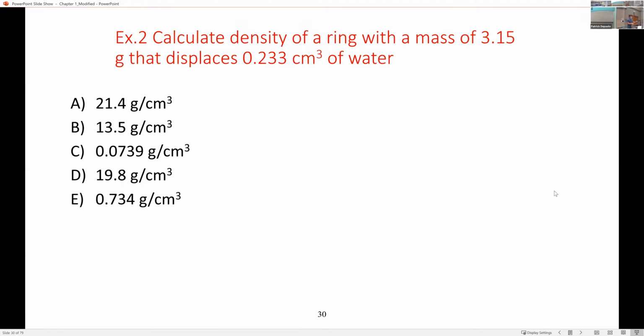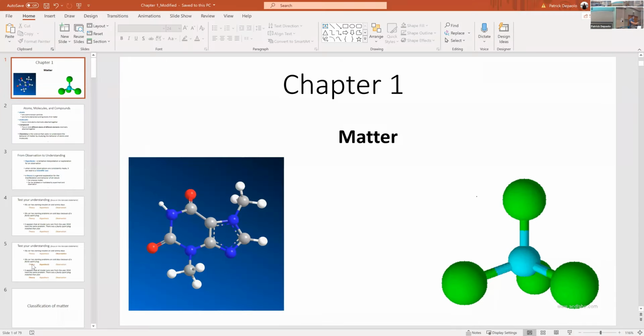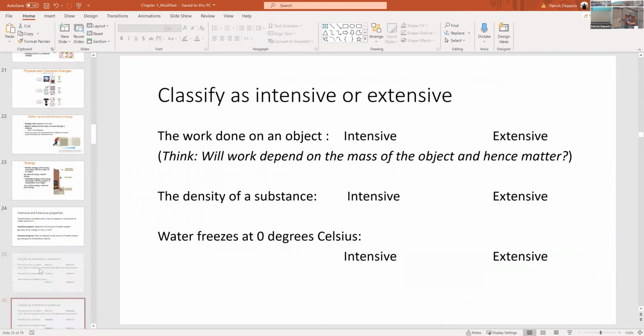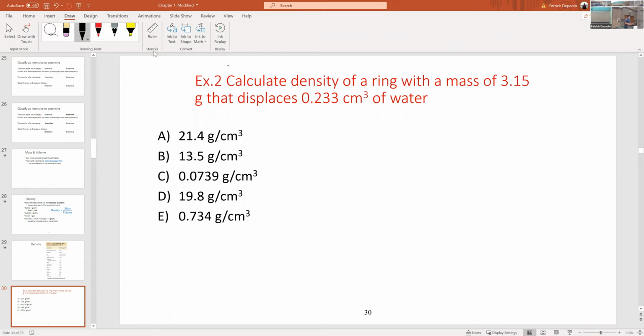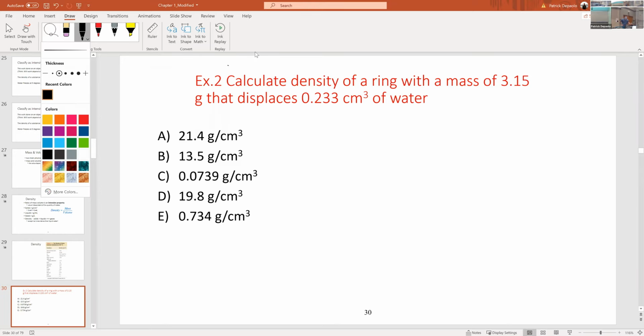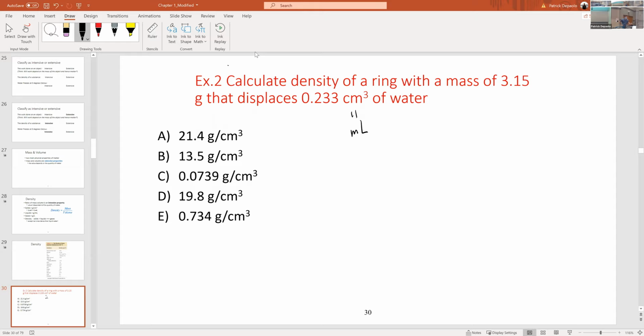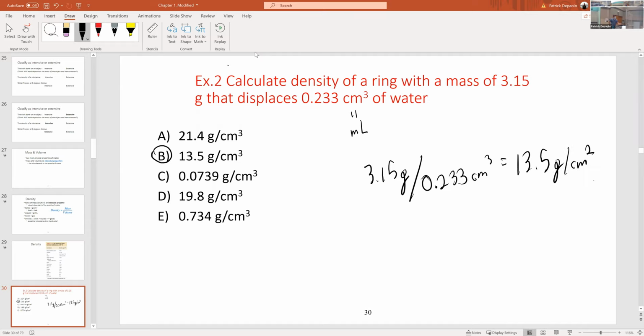Yeah, an example. So calculate the density of a ring with a mass of 3.15 grams. It displaces 0.233 centimeters cubed of water. In other words, centimeters cubed is the same as milliliters. So what we're going to do is simply divide the grams, 3.15, by the volume, 0.233 centimeters cubed. And can someone tell me what you get? Good, 13.5. Sorry if I'm going a little bit too fast. 13.5 grams per centimeter cubed. No, not squared, cubed.